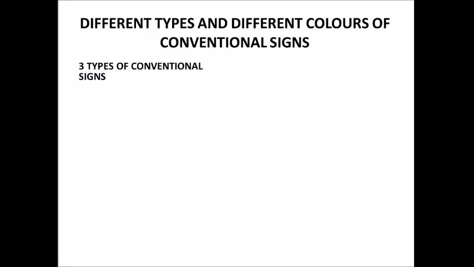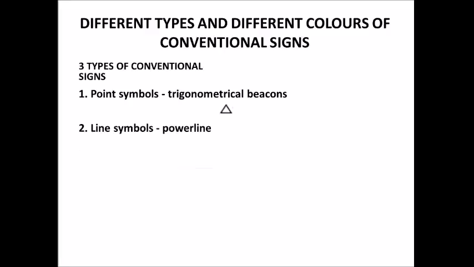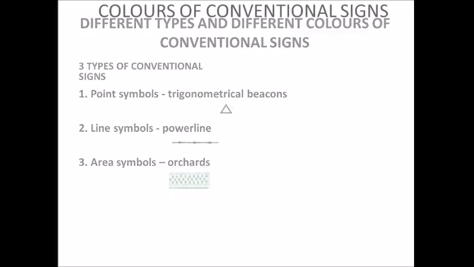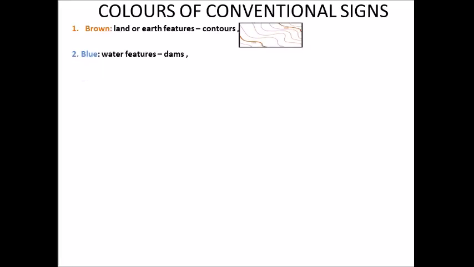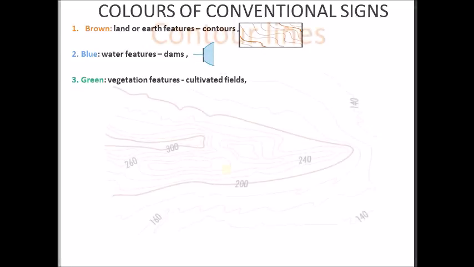Firstly, there are three types of conventional signs. Point symbols, which is a trigonometrical beacon, line symbols, which is a power line, and area symbols, which is an orchard. Then let's look at a few colors of conventional signs. There's brown, which represents land features like contour lines. Then there's blue, which represents water features like dams. Then there's green, which represents vegetation features like cultivated fields.